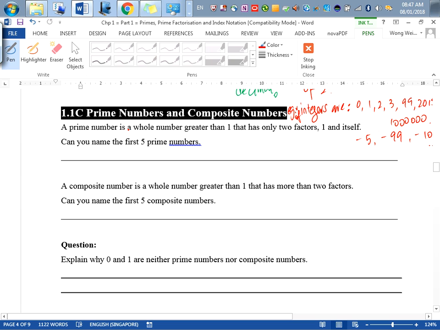a prime number. Have you heard of a prime number? Have you all learned that? What is a prime number? Okay, something like that. A prime number is a number that can be divided by 1 and itself only. So only has two factors, 1 and itself. Okay? So can you list down the first 5 prime numbers?